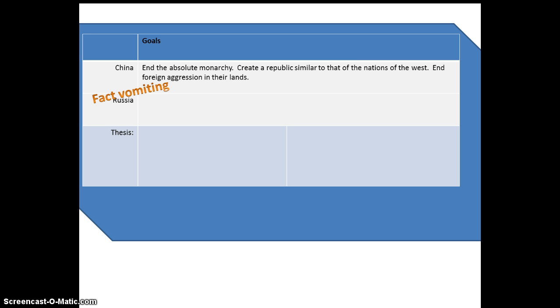They'd had an emperor for quite some time. They wanted to create a republic similar to that of the nations of the West, very much like England and the United States. And they also wanted to end foreign aggression in their lands. That's all about their revolution. Notice that there's no similarities or differences between China and Russia so far. I haven't even got to Russia. I'm just fact vomiting everything I know about China.